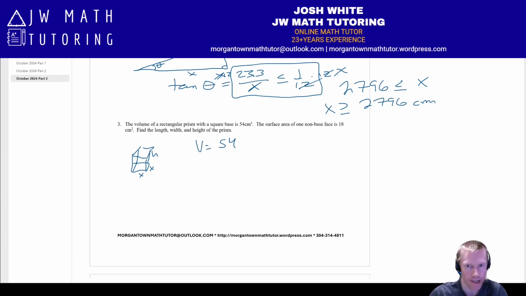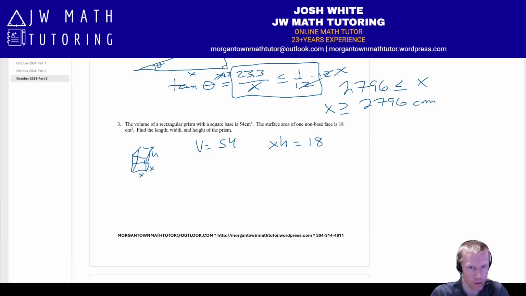Surface area of one non-base face. That means either the front or the back, the left or the right. One of these 4 upright sides in my picture, not the top, not the bottom, is equal to 18. So the area of those sides is just going to be x times h. So we know x times h is equal to 18. We just want to find the length, width, and height of the prism.